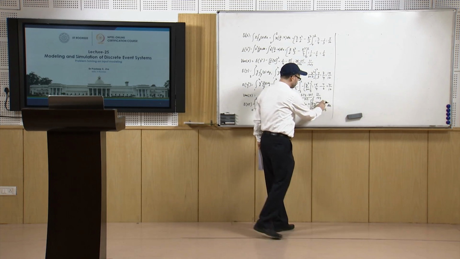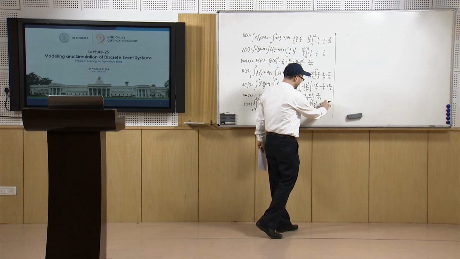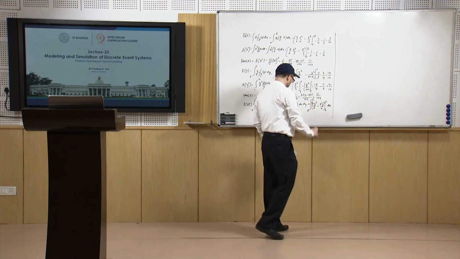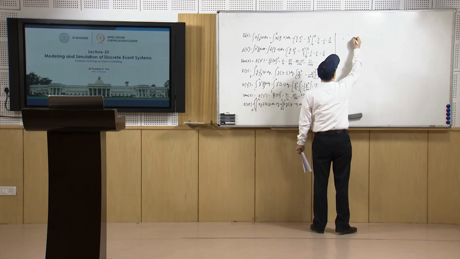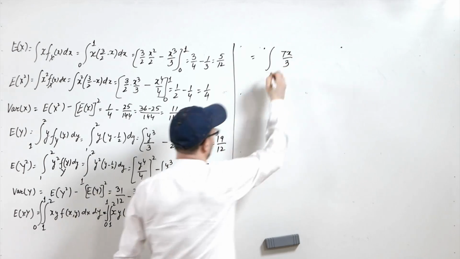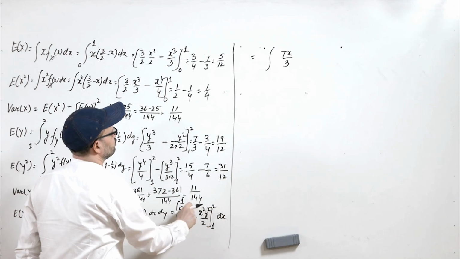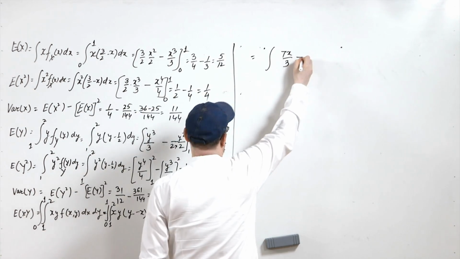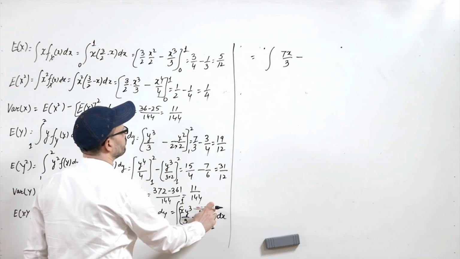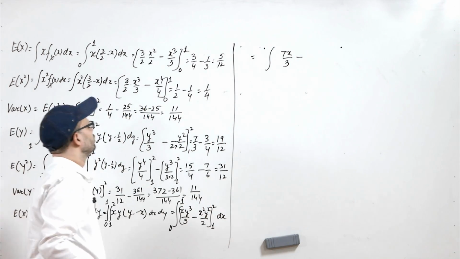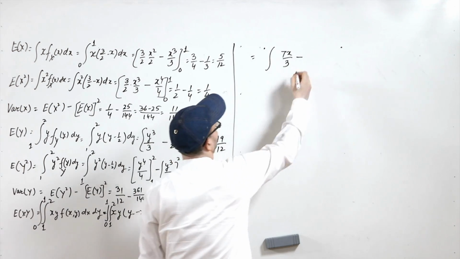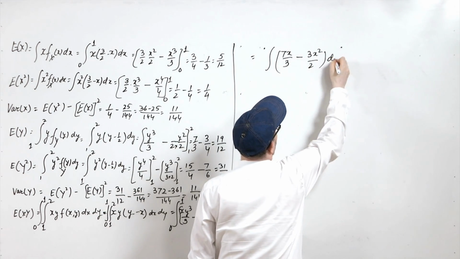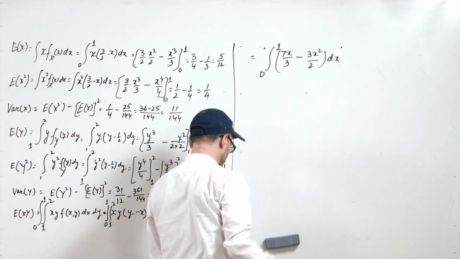Once we take y from 1 to 2, it will be 7x by 3, because this is y cube: 2 raised to the power 3 minus 1 raised to the power 3, which is 8 minus 1, 7. So, 7x by 3 minus x square into y square, that is 2 raised to the power 2 minus 1 raised to the power 2, so it is 3x square by 2, and it will be dx, with x varying from 0 to 1.